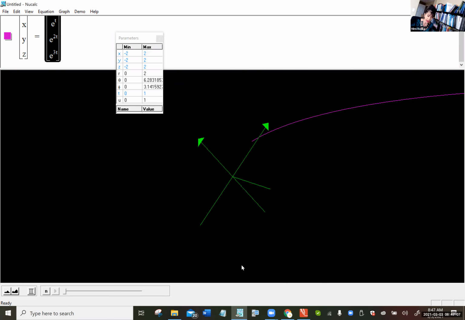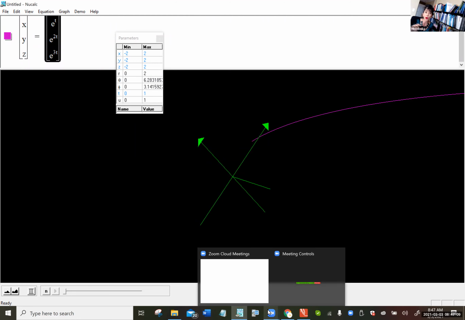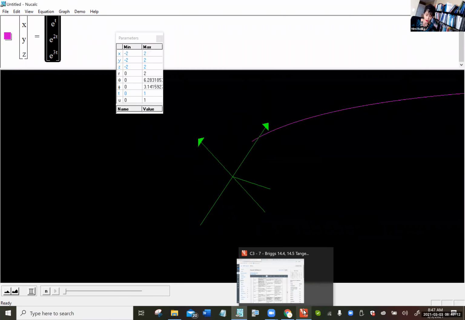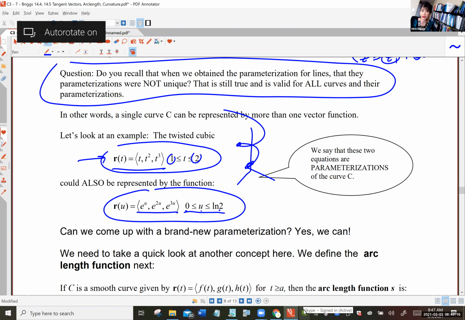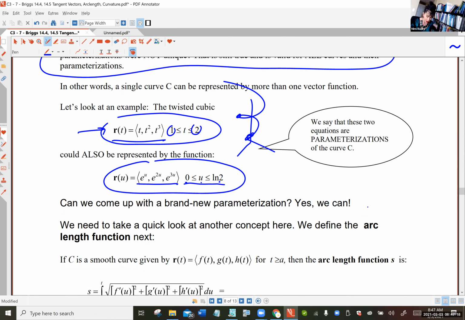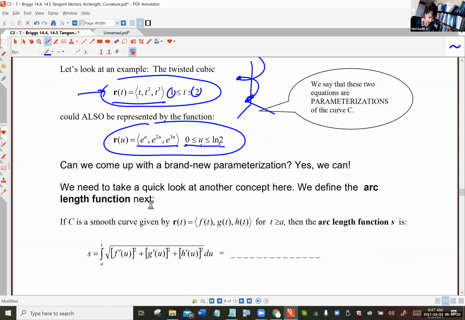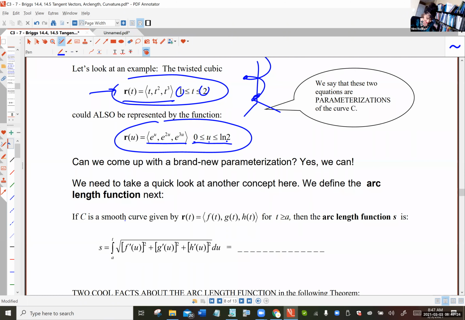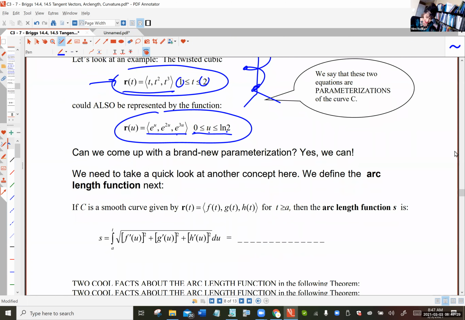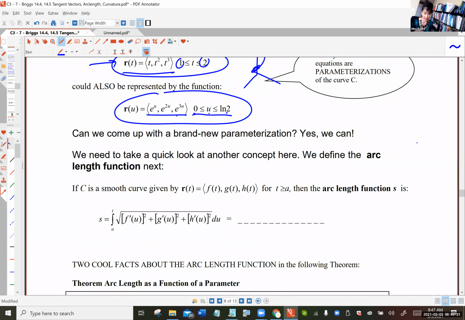And so what of it? How can you get other parameterizations? Well, one way is to use this really cool idea called the arc length parameter. It gives you access to come up with a different parameterization. So let's look at the arc length function next. All right, so the arc length function looks like the arc length formula. You're like, what's the difference? This looks like the arc length formula.